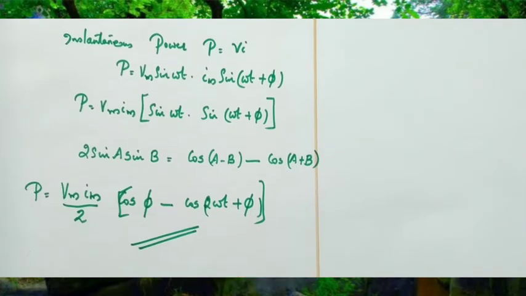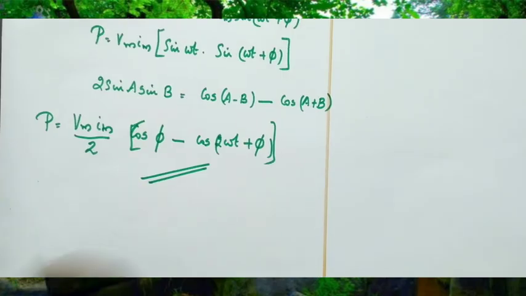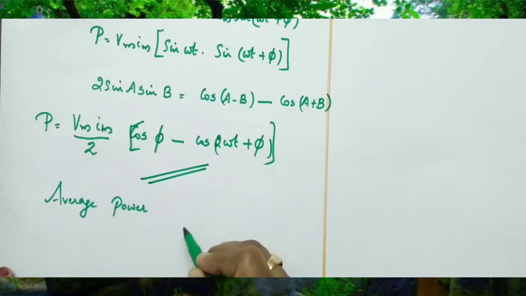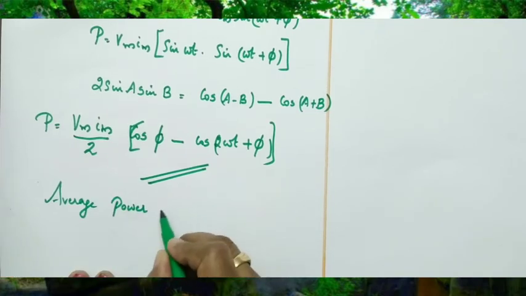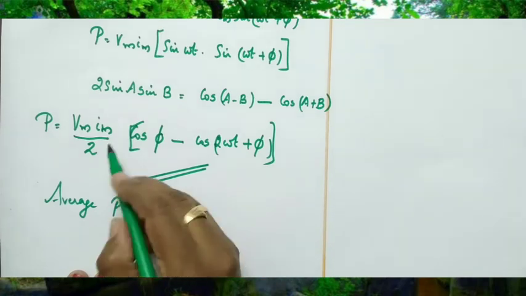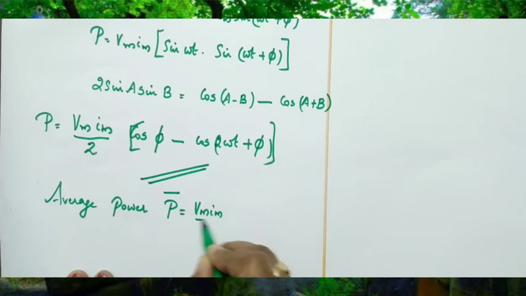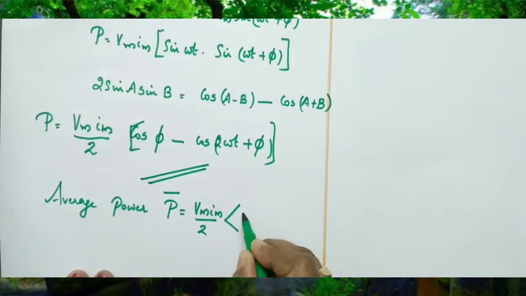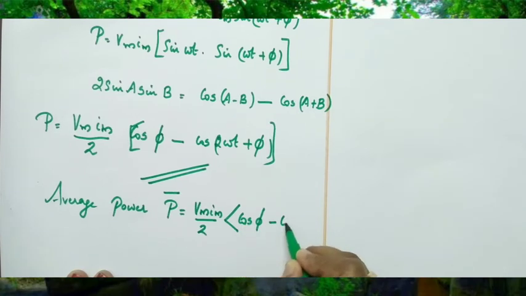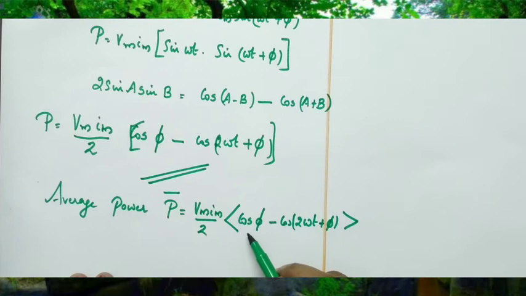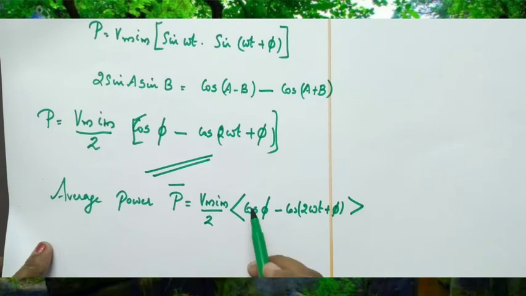Now, we can derive the formula for average power. Average power means power dissipated for one complete cycle of AC. So, we have to take the average of this instantaneous power. Vm Im divided by 2, we have to take the average of cos phi minus cos 2 omega t plus phi. Here cos phi, that means phi is a constant. Phi is the phase difference between voltage and current, and cos phi can be taken outside.